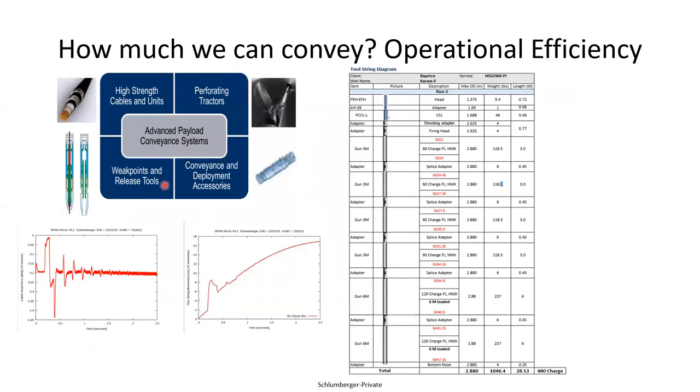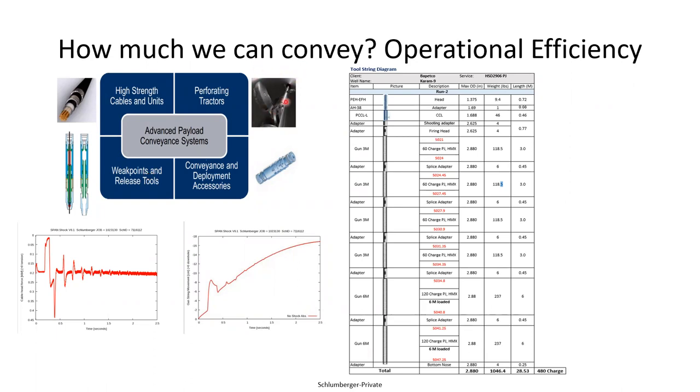Now, passing to another subject, conveying long guns for long perforating intervals has traditionally been done with tubing conveyed perforation. But nowadays, we can also design a wireline job to convey long guns. In this case, we utilize several types of equipment. Instead of a conventional wireline cable, we have a very high strength cable and a unit that can handle the weight of this strong cable. We also have special weak points and release mechanisms for the gun in case we get stuck.